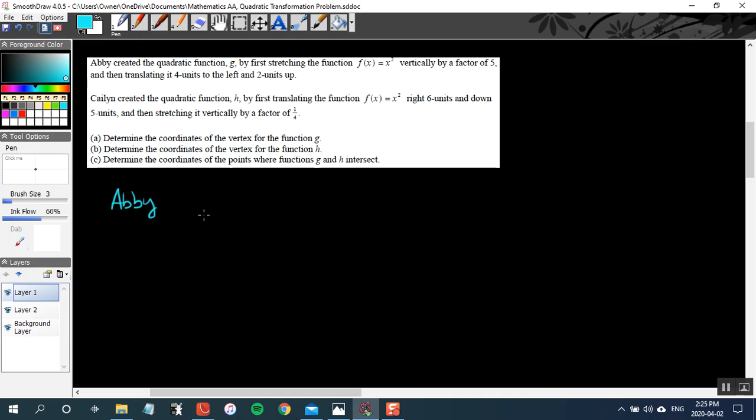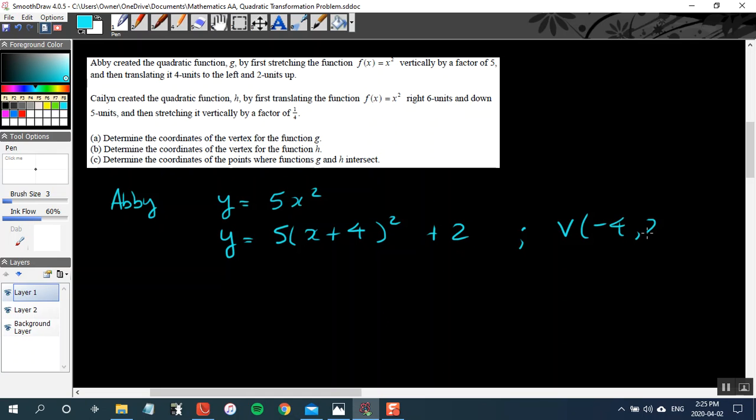Abby, in the much more standard approach, stretched first, so vertically by a factor of 5. And then Abby proceeded to translate that function with the stretch, of course, intact. So 4 units to the left, which is x plus 4, not minus 4, but plus 4, and 2 units up, giving Abby a vertex of minus 4 and 2. And we'll switch that label to h of x as well. So Abby called that h of x.